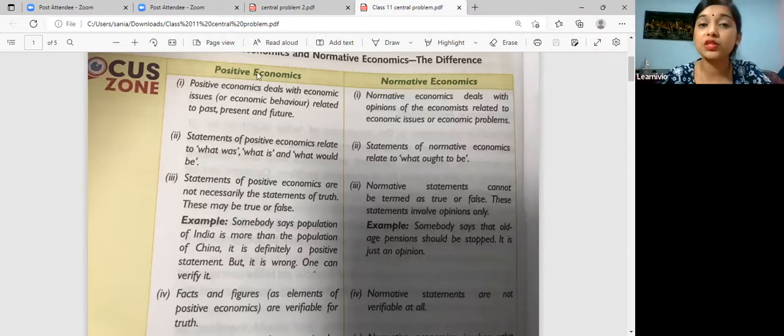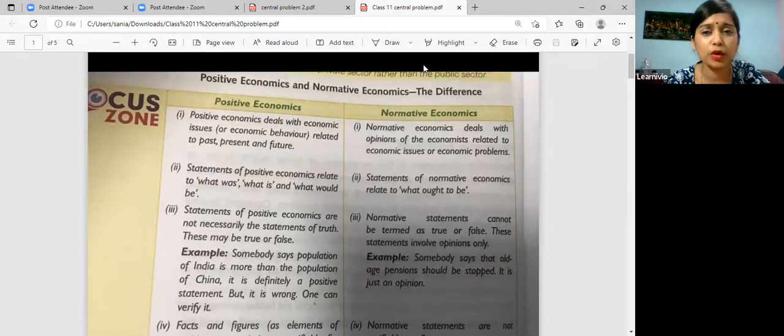Okay. So positive economics and normative economics. Positive economics deals with economic issues or economic behavior related to past, present, and future. Ma'am, what are you talking about? Okay, because it's the first time you are doing this, so of course the question will be there. So positive economics deals with issues of economics. I am dealing with issues which are related to past, present, and future. But normative economics deals with opinions of an economist related to economic issues or economic problems.